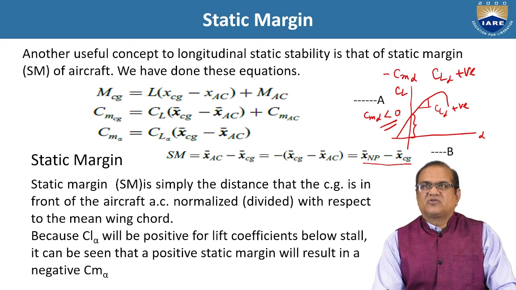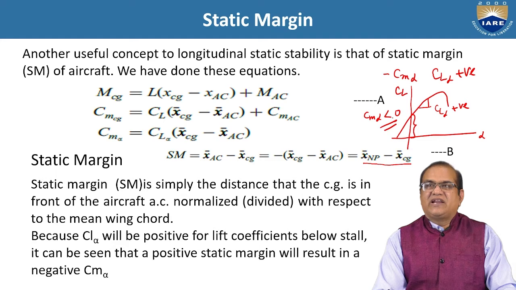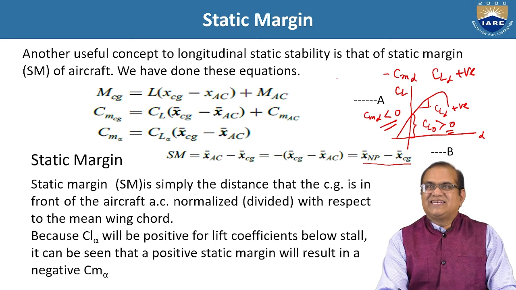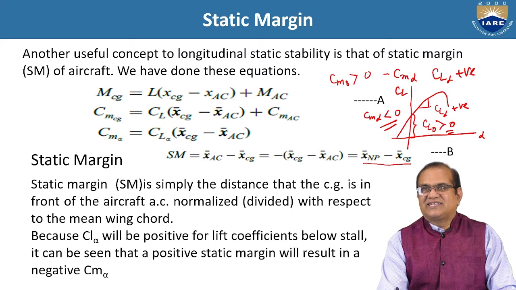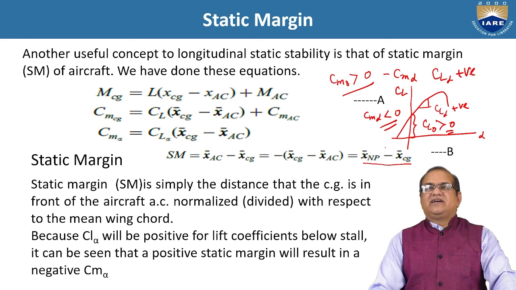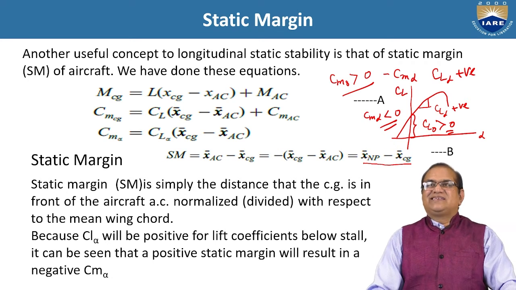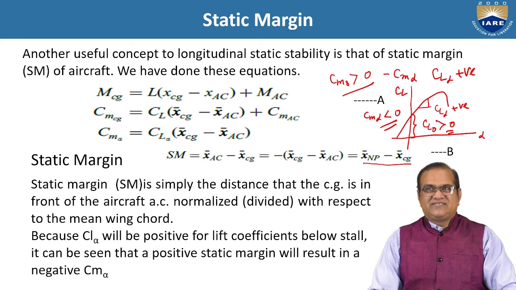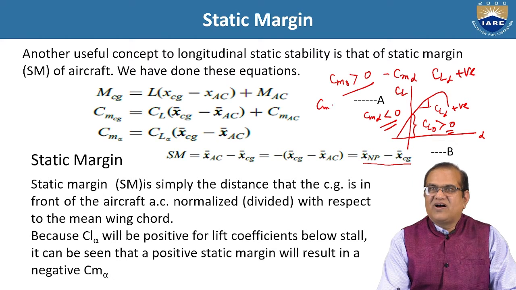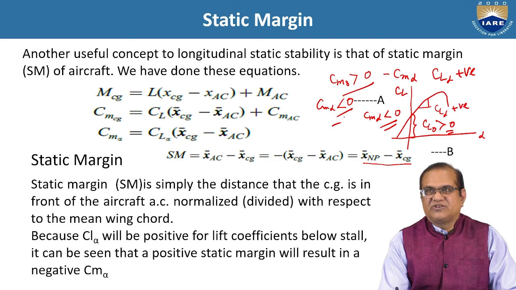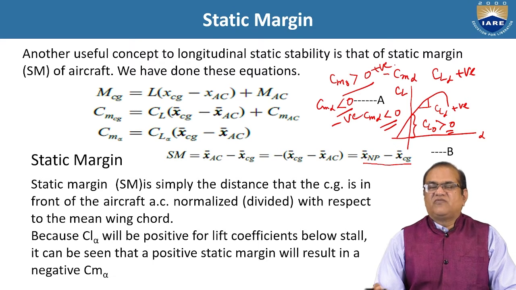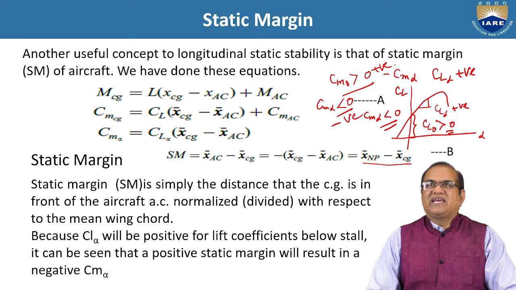This we have to ensure. And if CL naught is greater than 0, you will get CM naught also greater than 0. So to have longitudinal stability, CM naught should be greater than 0 and CM alpha should be less than 0 or negative, and CL alpha should be positive. If we have it like this, we can ensure that the aircraft is statically stable.